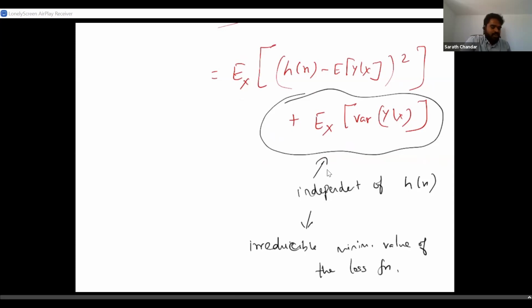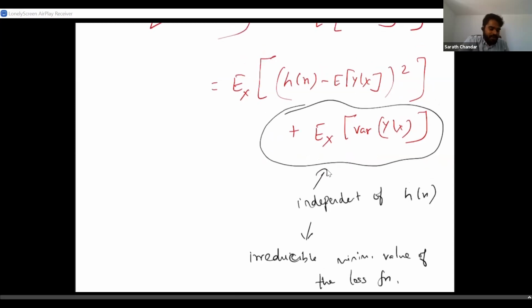But look at the first term. The first term is exactly what we would have expected. We know that the true solution for this function is E of y given x. So if I have a hypothesis which is exactly E of y given x, then the first term becomes 0. We also know that this can never happen simply because we don't have access to the true distribution. But if h of x is equal to E of y given x, then the first term goes to 0.